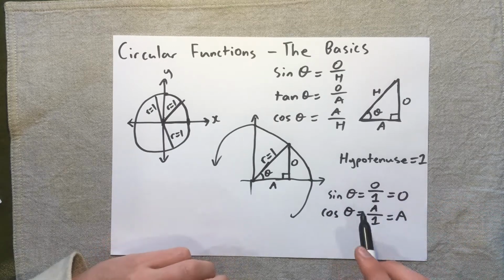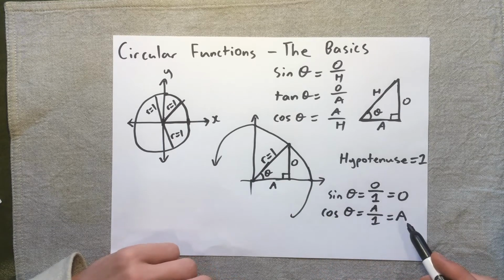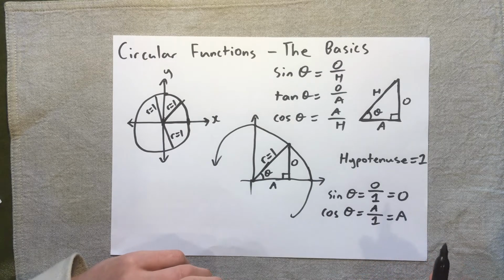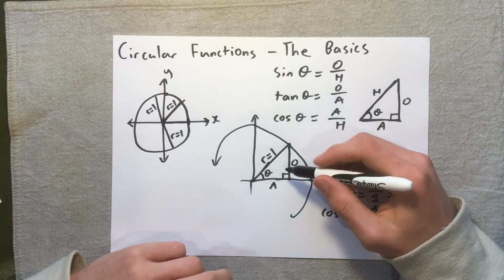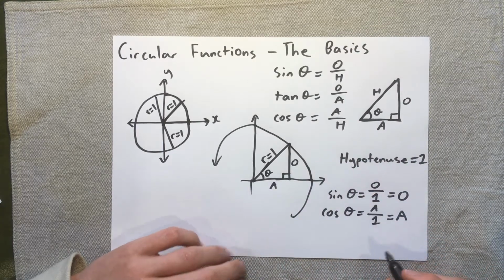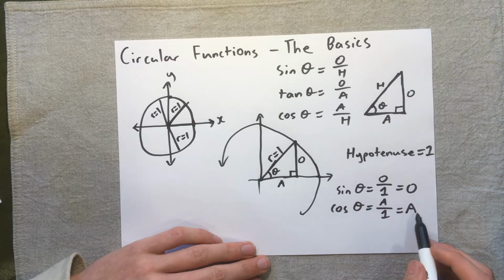Now don't be fooled into thinking that these ratios of sine theta equaling opposite and cos theta equaling adjacent can be used anywhere in trigonometry. That is not true. They can only be used when we're dealing with the unit circle. So sine theta is equal to opposite, cos theta is equal to adjacent.